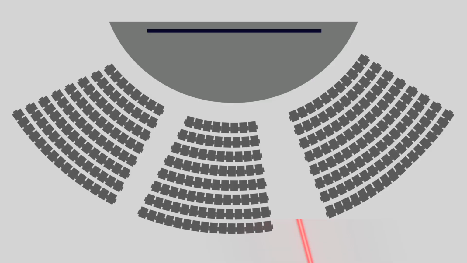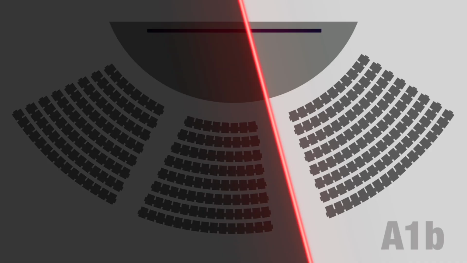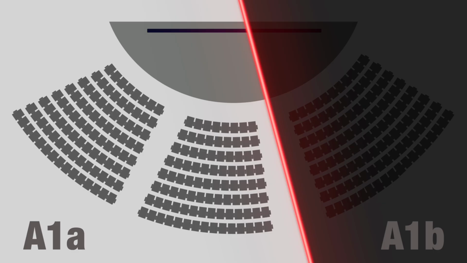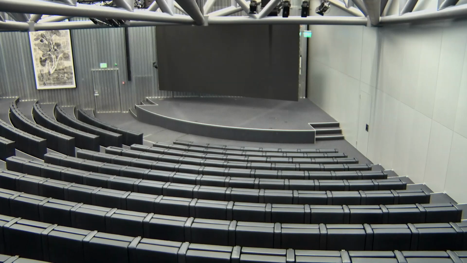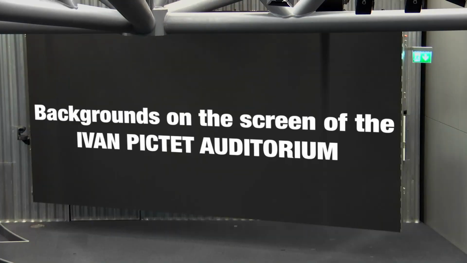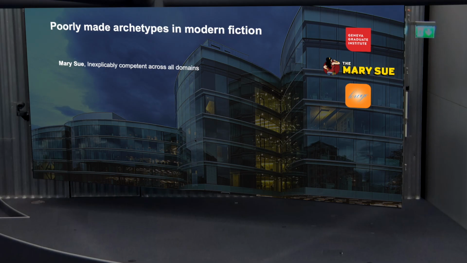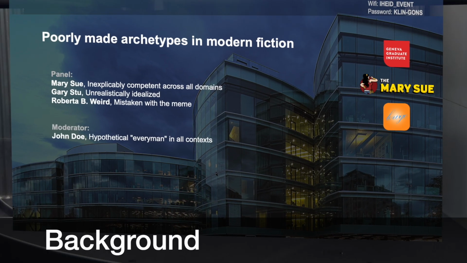It can be divided into two parts, a small section with 210 seats called A1B, a larger section with 348 seats called A1A. In this video, we will use A1A as the example case. On the big screen, we usually display one or more images. We will refer to this throughout the video as the background.